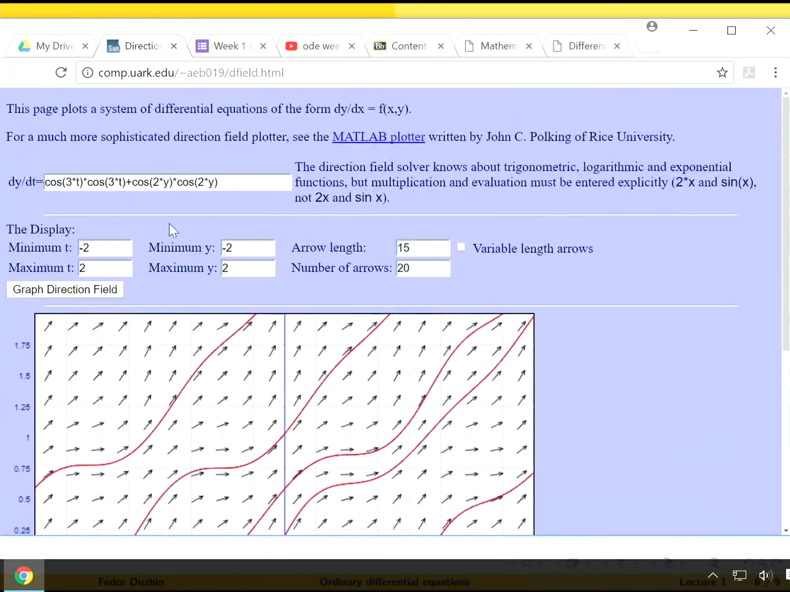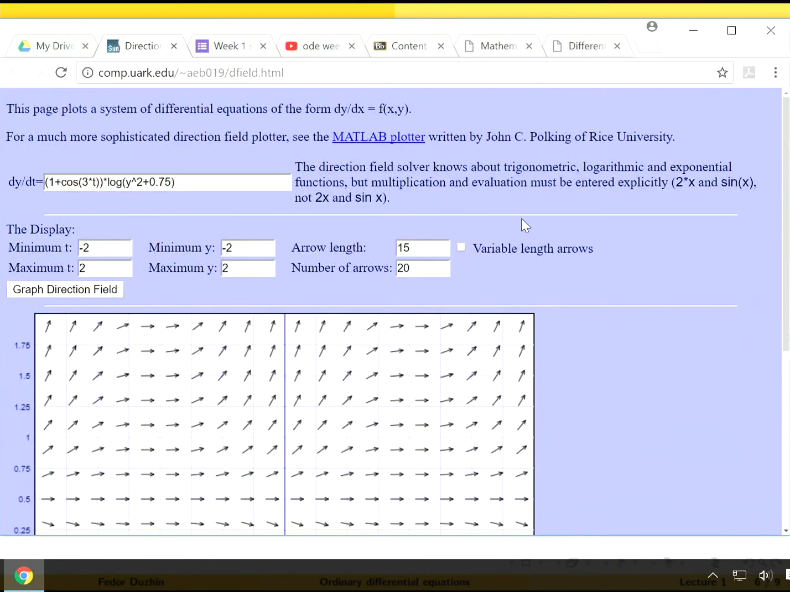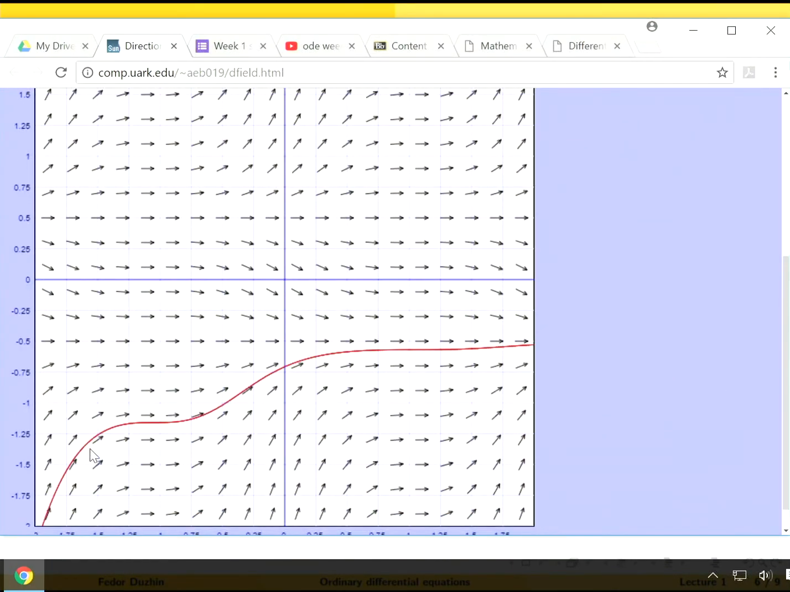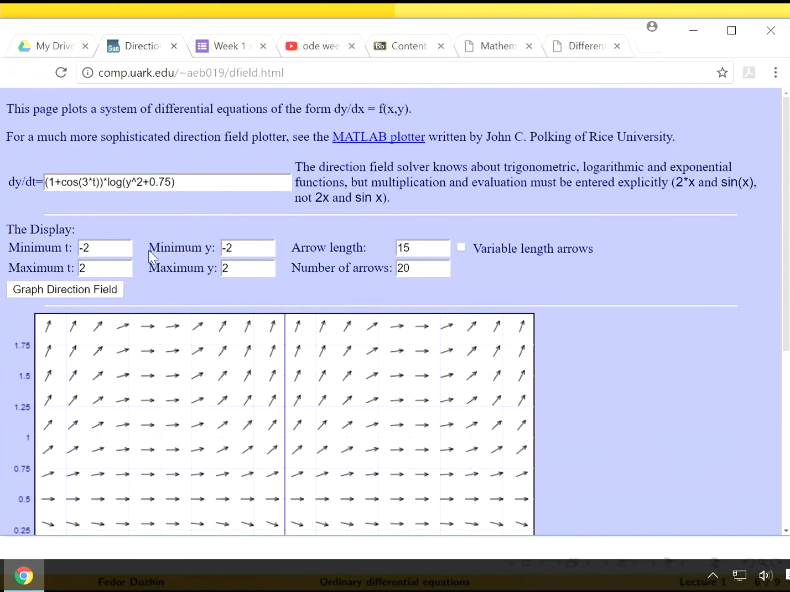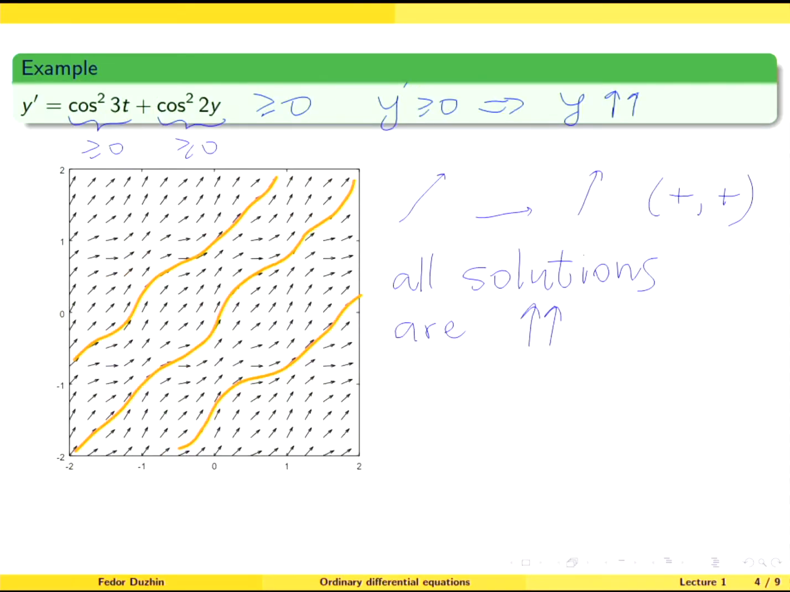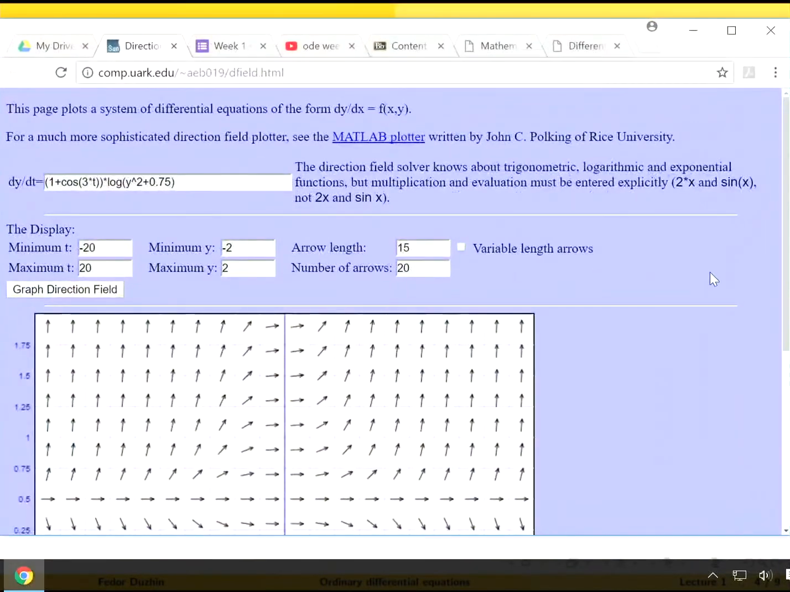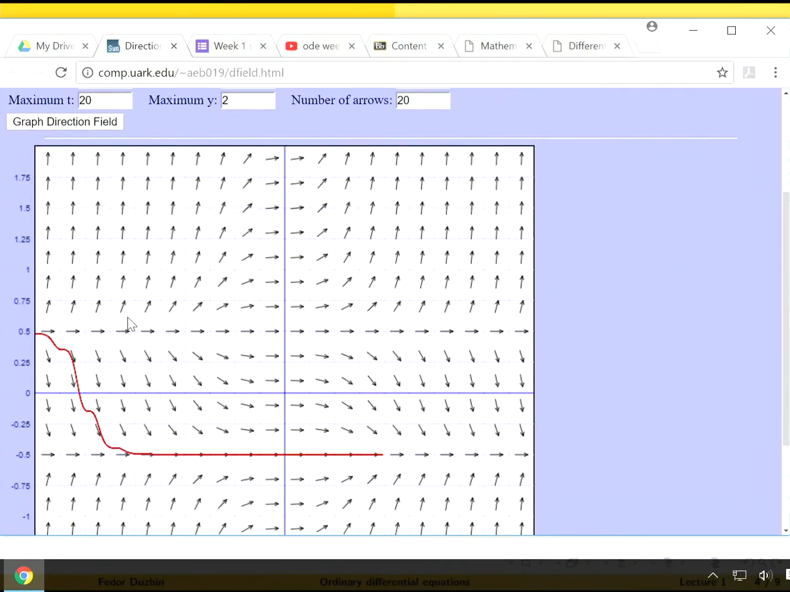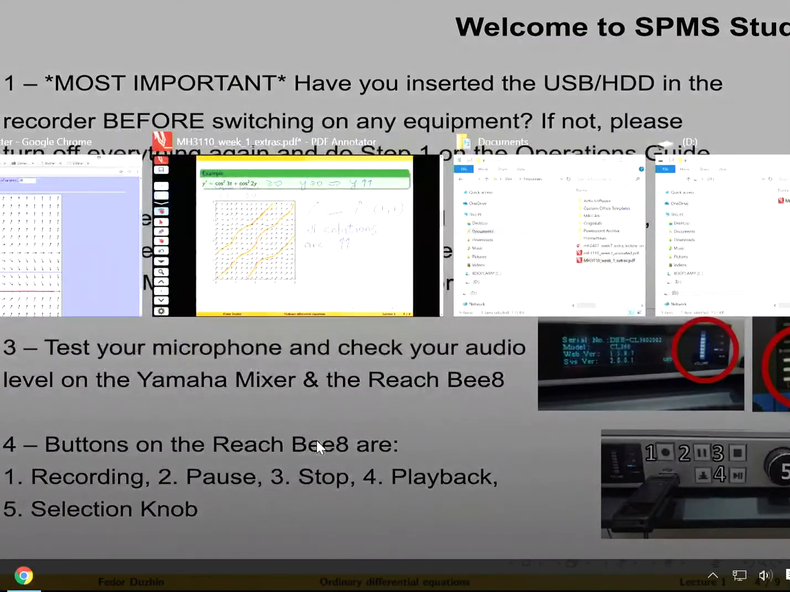So let me maybe do this: 1 plus cosine of 3t times ln of y squared plus 3/4. So here is our example. If we want the behavior for more values of t, say, let's do t from minus 20 to 20. Yeah, this is what's going on here. So it still approaches the same, depending on the initial condition, either negative 1/2 or infinity, only at different pace.